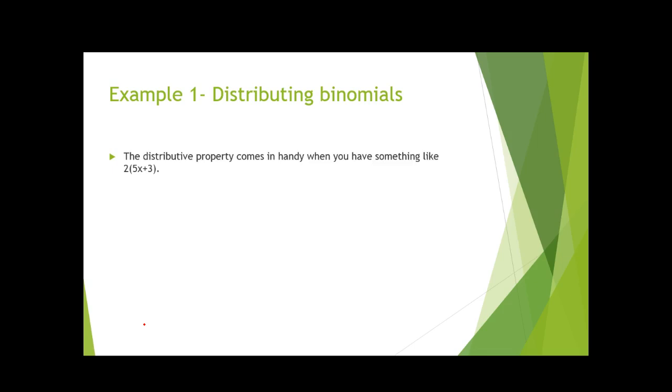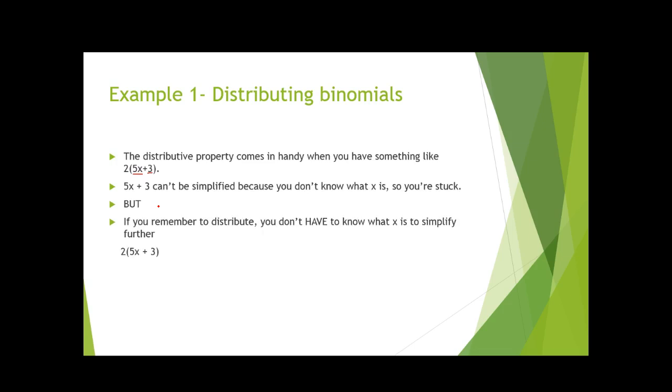So in order to distribute, sometimes we'll have variables, and these are binomials because there's a number with a variable and then just a number by itself. It comes in handy because you can't simplify in the parentheses, but what you can do is distribute. You don't have to know what x is. So we're going to distribute that 2 to the 5x and the 2 to the 3. We distribute it to both, and then we multiply them out. 2 times 5x is 10x, and 2 times 3 is 6. Now we can't go any further at this point unless we know what x is and what we want to plug in for x, but right now that's all we care about.